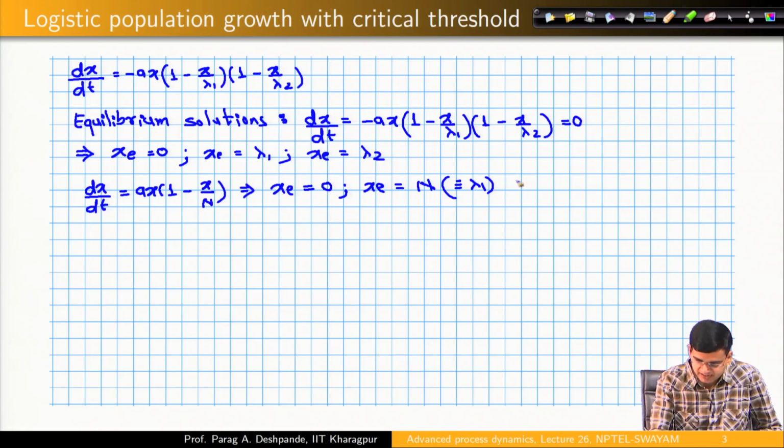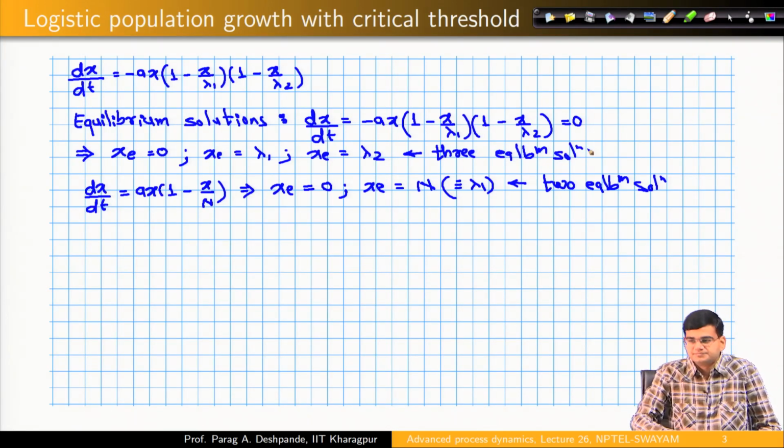So, we had two equilibrium solutions in the logistic model, and in this model we have 3 equilibrium solutions. So, now what we previously did was that once we had the equilibrium solutions, we tried to find out whether the solutions were stable or unstable.